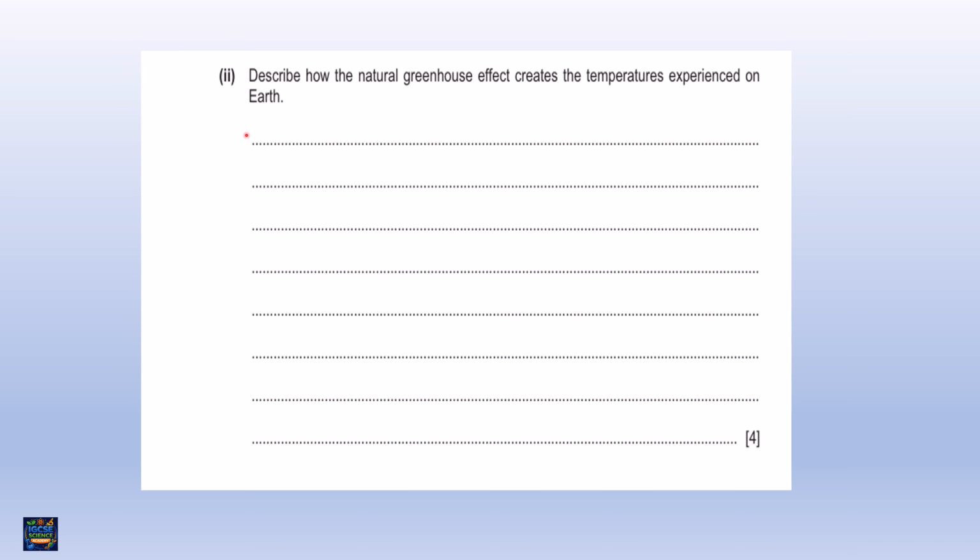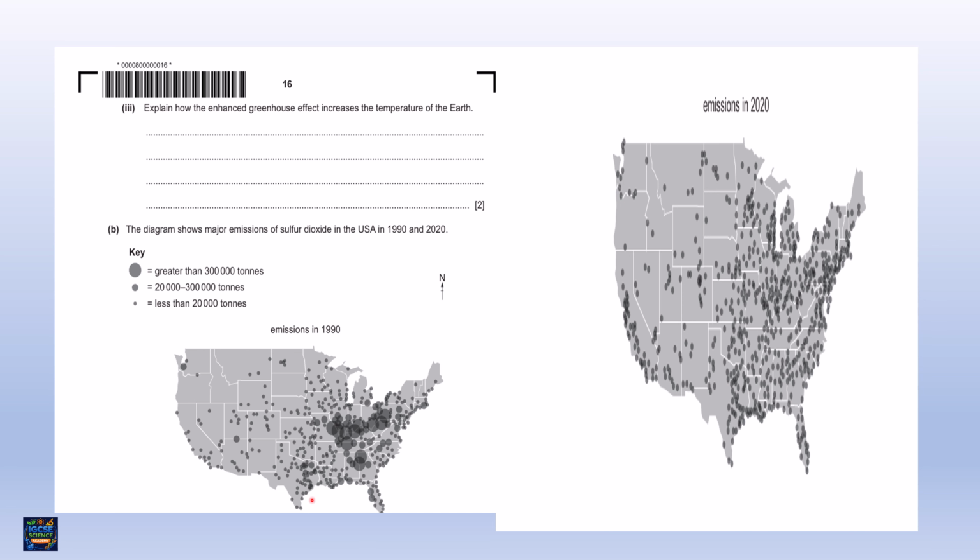Part 2: describe how the natural greenhouse effect creates the temperature experienced on Earth. This carries 4 marks. You need to answer according to the marks. You need to explain how the natural greenhouse effect creates the temperature experienced on the Earth. Part 3, which carries 2 marks, and the question is: explain how the enhanced greenhouse effect increases the temperature of the earth. You need to write the answer according to 2 marks.